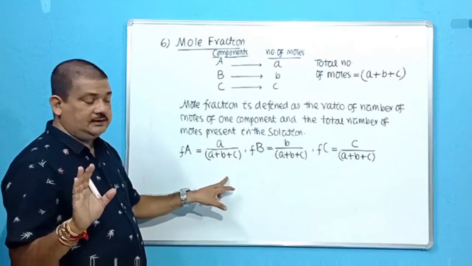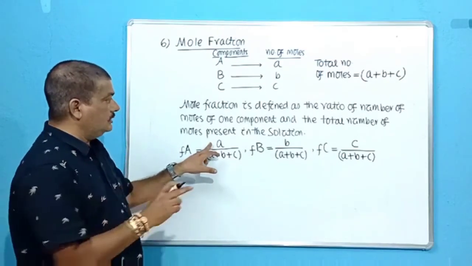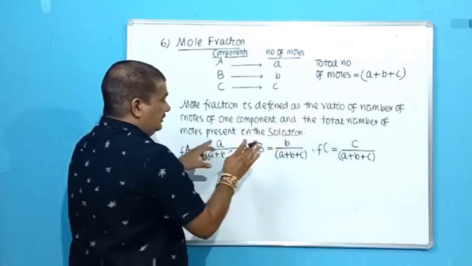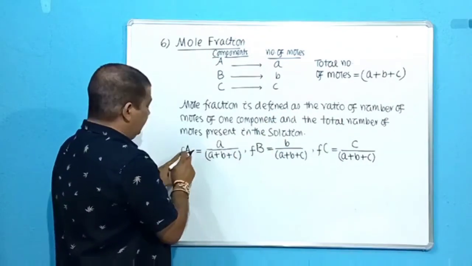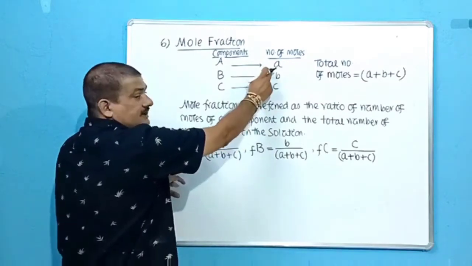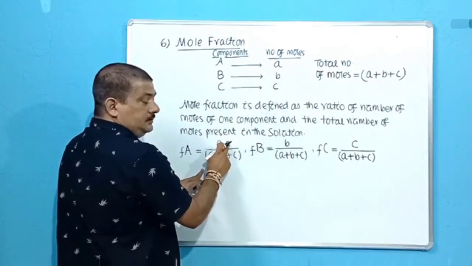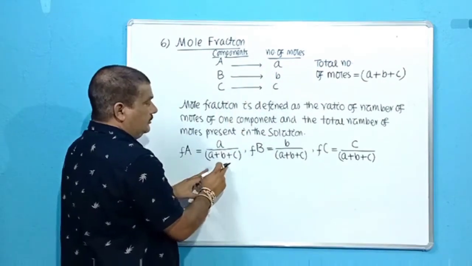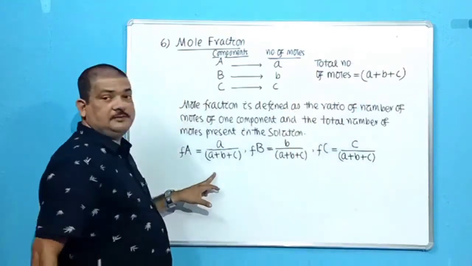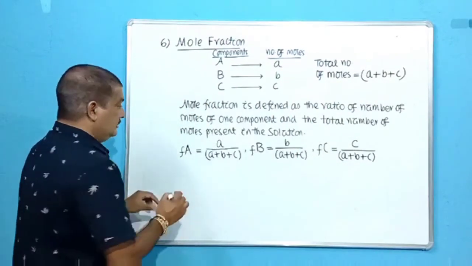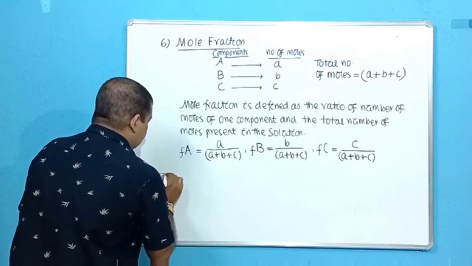Now I think the definition is clear to you. It is the number of moles. Look at this once again. Ratio of number of moles of each component. For A, what is the number of moles? Now A. So number of moles of component A divided by total number of moles. What is the total number of moles? Now A plus B plus C.